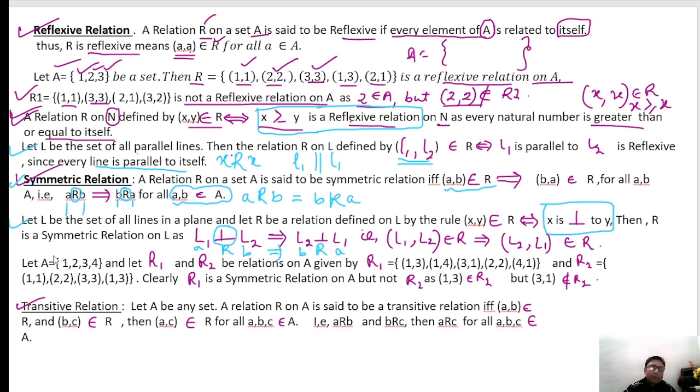Now watch, they have given that you have to choose numbers from this set 1 2 3 4. There are two relations, R1 and R2. I will take R1 as these conditions, and R2 as these. Now is R1 symmetric? See, if 1 3 is there then 3 1 should be there, yes it is. If 1 4 is there then 4 1 should be there, yes it is. If 2 2 is there, then reversing it is 2 2 only. So everything is valid. So R1 is a symmetric relation.